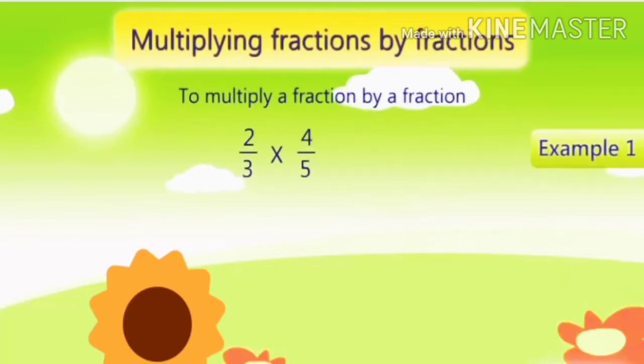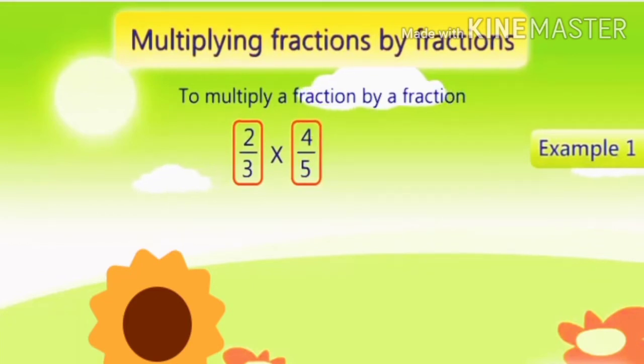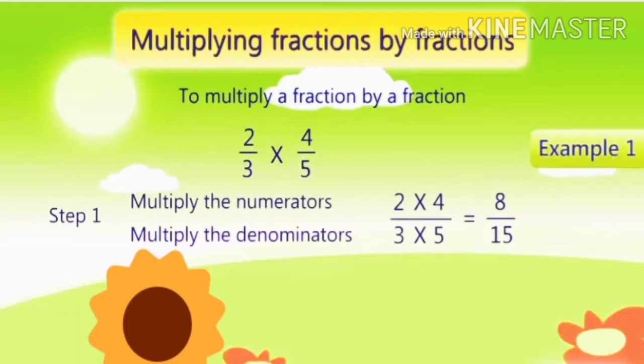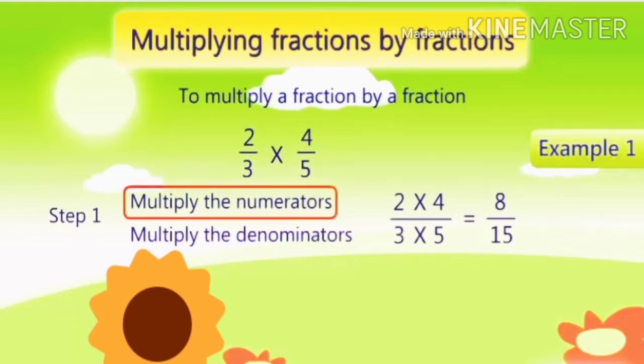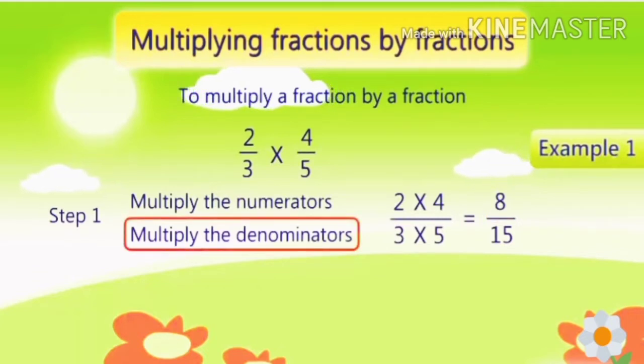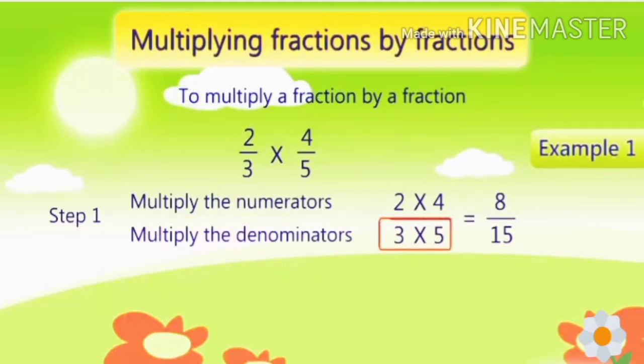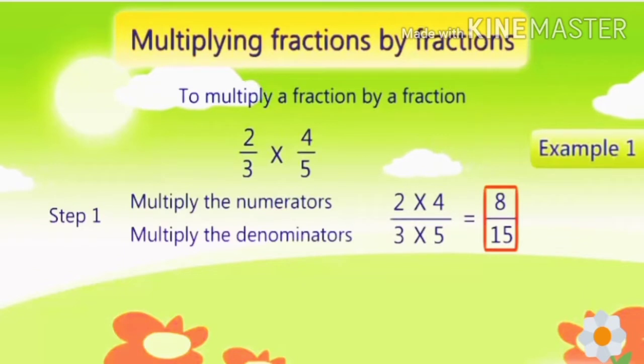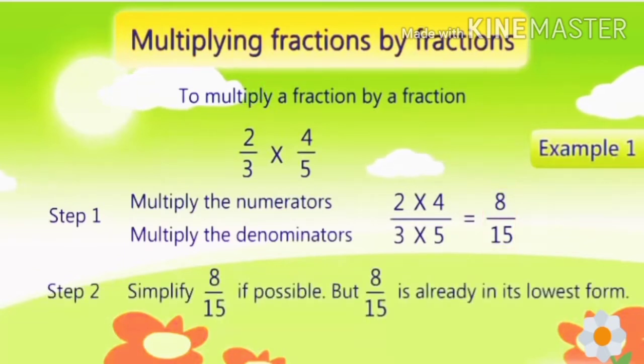Multiplying fraction by fraction. To multiply a fraction by a fraction, for example 2 by 3 into 4 by 5, step 1: multiply the numerators. That is 2 into 4 equal to 8. And then multiply the denominators. That is 3 into 5 equal 15. We got 8 by 15.